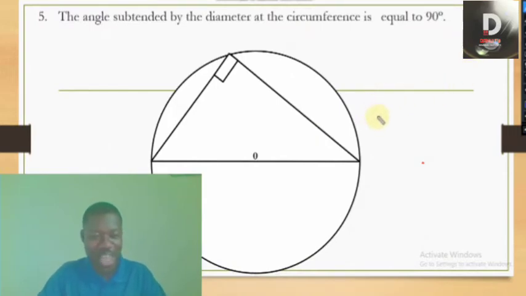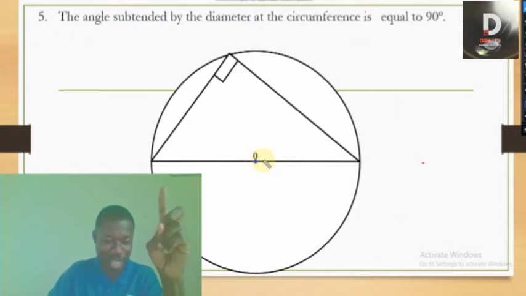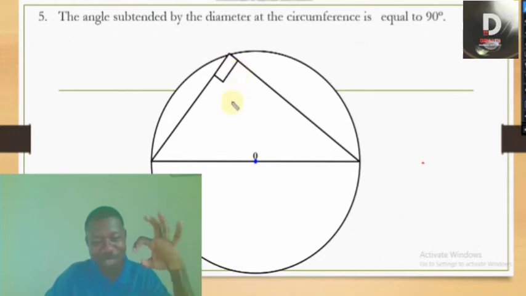Okay, now we are on center or diameter or radius. The moment center comes in circle theorem, think of 90 degrees. Take note. I'm giving you a tip. When you hear of center or you recognize center in circle theorem, think of 90 degrees somewhere. Now, this is a diameter, as you know. That's why it's labeled, right? O, center O. Any angle formed at the circumference of a circle subtended by a diameter is 90 degrees.